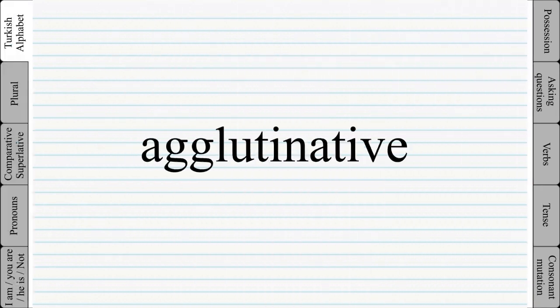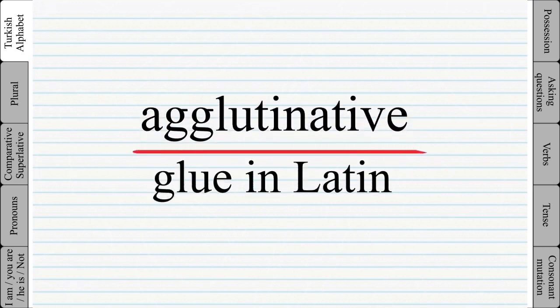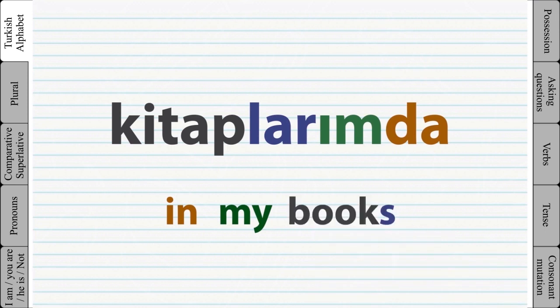Turkish is an agglutinative language. Agglutinative, meaning glue in Latin, means that you are just gluing words together. You are just adding prefixes and suffixes instead of using isolated words. Example, kitaplarımda, in my books. As you can see, in English, 3 separate words are used, while in Turkish, they are all glued to each other.